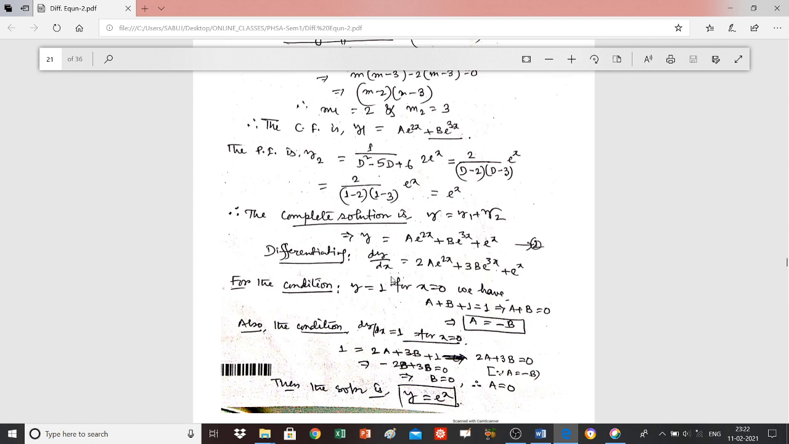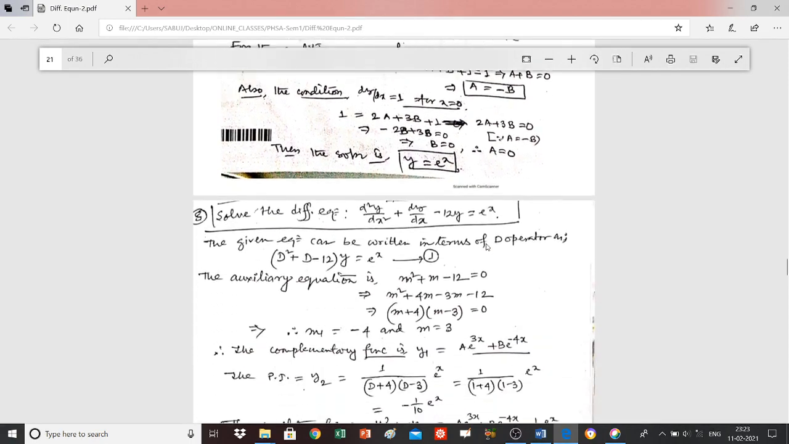And the second boundary condition is dy by dx is equal to 1 for x equal to 0. Just use that boundary condition in this expression, and from there you can find out b is equal to 0. And if b is equal to 0, then a is also 0. So both a and b are 0, and in that sense the solution is y is equal to e to the power x, only e to the power x. So go to the next one.